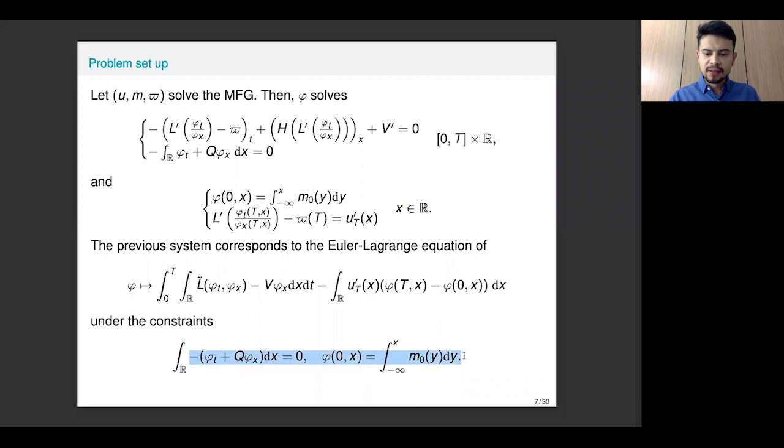Because remember, we have the initial measure. And now here we are obtaining the equivalent balance condition that, remember, is the third equation in this price formation mean field game system, but now it is written for the potential function. So what we want to do now is study the existence and uniqueness of minimizers for this functional in the set of admissible functions that satisfy these constraints.